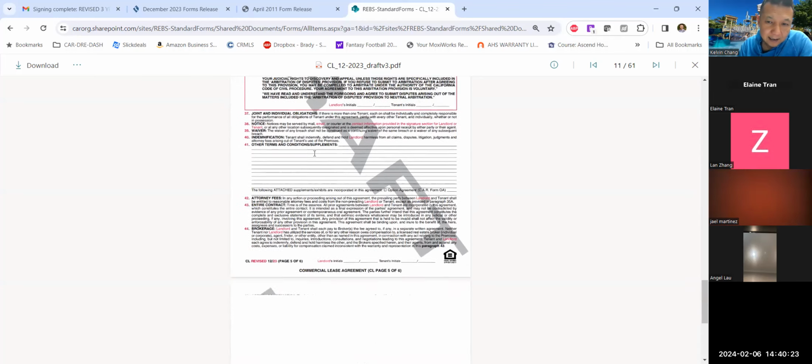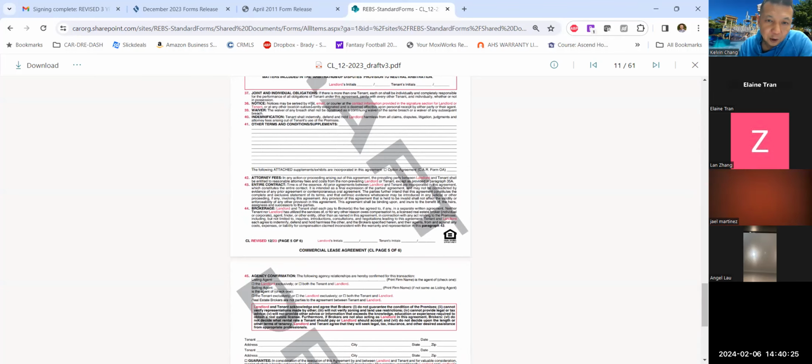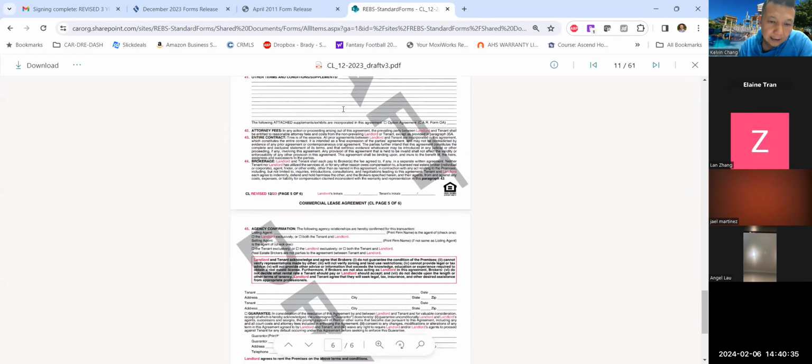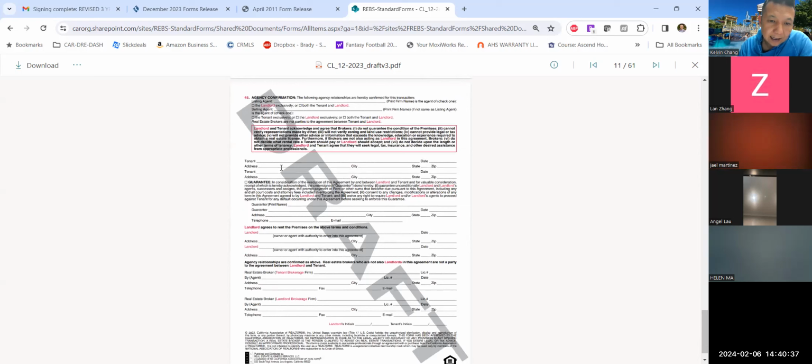Okay. Other than that, notices may be served by mail, email, or by the contact info in the section for the landlord and tenant. So those are the ways notices may legally be given. And that's pretty much all the changes.